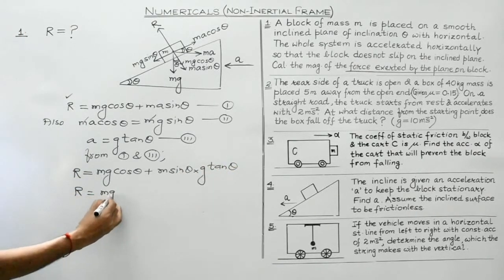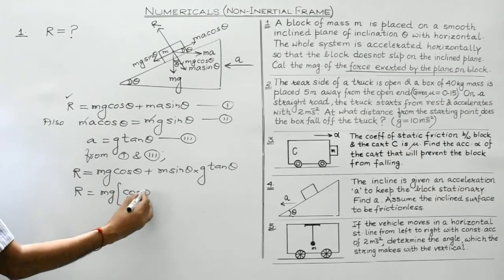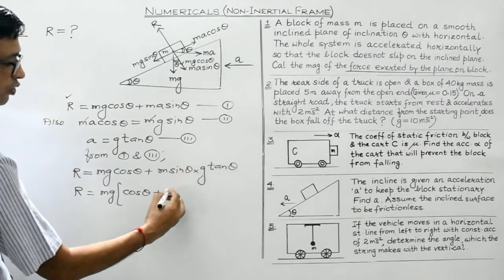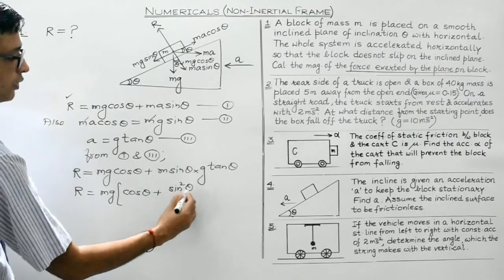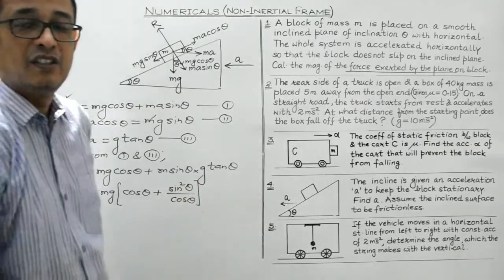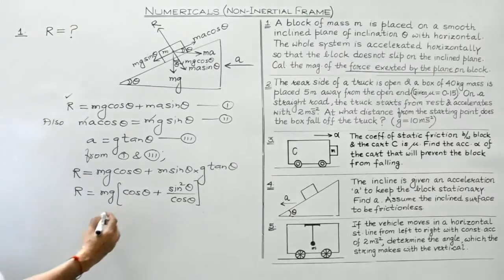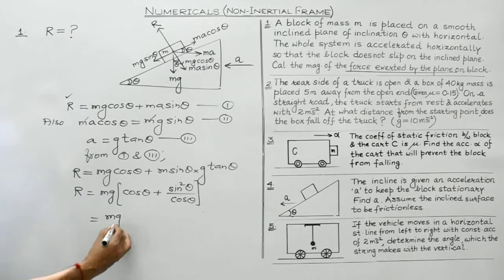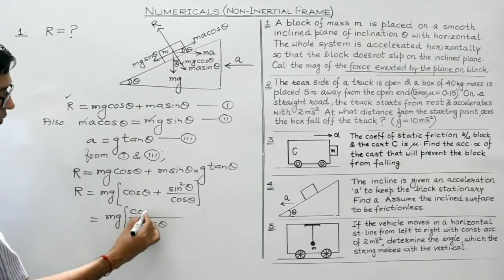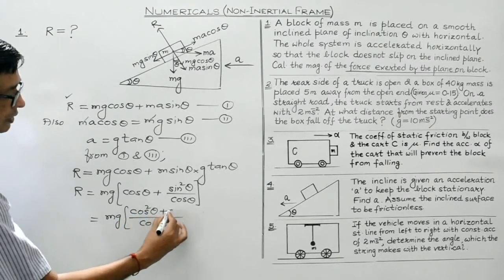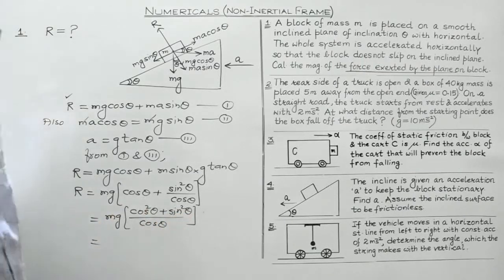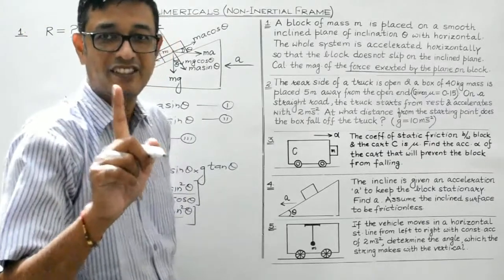mg can be taken as common. Over here, it's cos theta plus, mg has already been taken as common, tan is sine by cos, so it will become sine square theta divided by cos theta. Students, it can be further evaluated, right? Taking LCM, what we get is cos theta, and in the numerator we'll be having cos square theta plus sine square theta. Now we are aware cos square theta plus sine square theta is unity, that is 1.